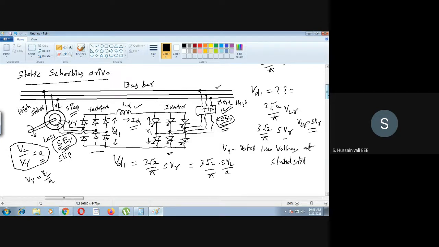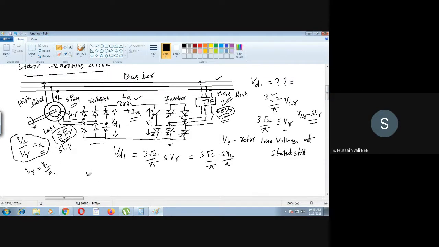Then what is V1 now? I want to find out what V1 is. If you recall, in power electronics we have studied the full converter. This circuit is nothing but a full converter, no doubt in this. Why is it a full converter? Because you see here, this is AC, this is DC, so you are converting AC to DC.